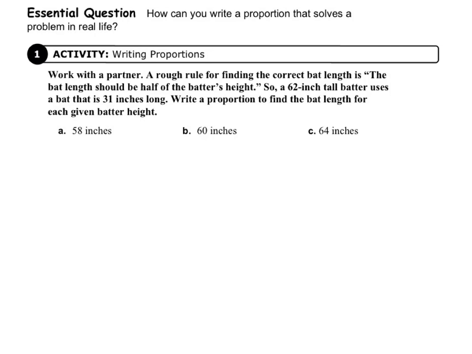So we are going to set our proportion equal to 1/2, because they say that that's the rough rule. So the rough rule is the bat length should be half of the batter's height. And so we have 1/2 is equal to something over 58 inches. So that's our proportion.